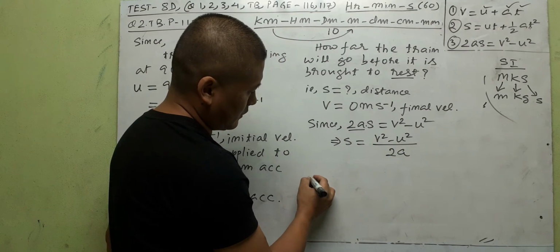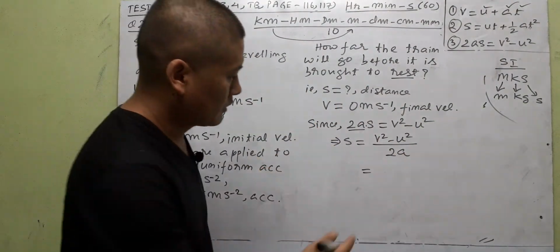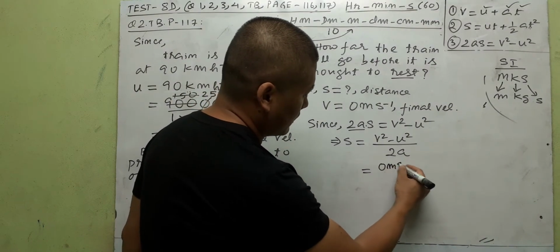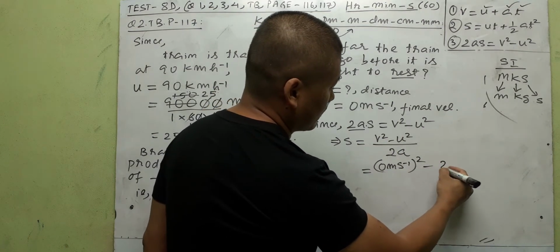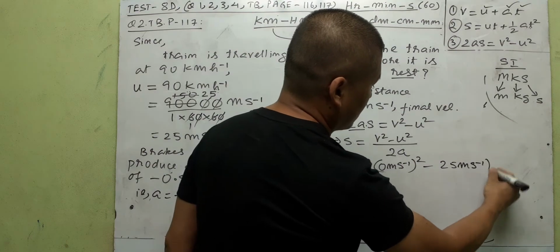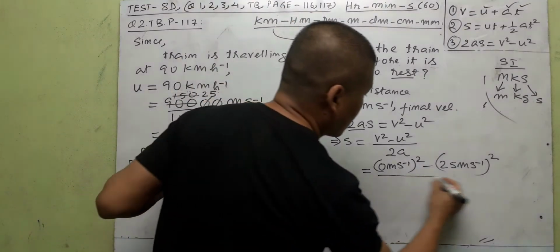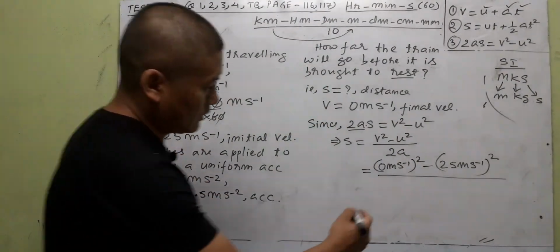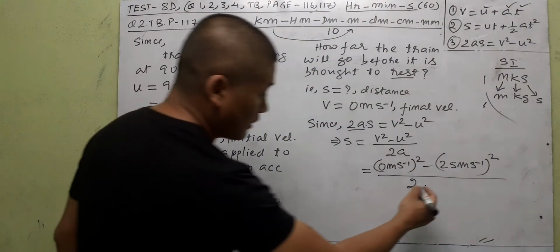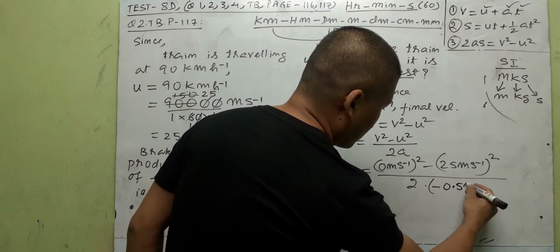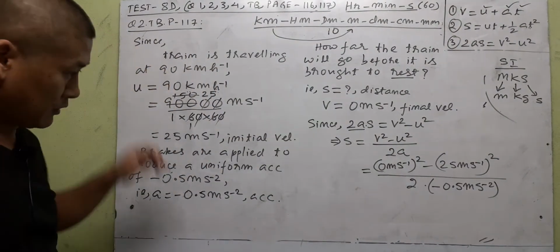So keeping S alone and everything else to the right side, we get this. So V is 0 meter per second, whole thing square, because this is V square, minus U is 25 meter per second. Again, careful to put the whole thing square, you see here, divided by 2 into A. You can write here 2 into, or like this also if you want. A is here, you see, minus 0.5 meter per second square. Careful that we don't miss out the minus, because this is negative acceleration.